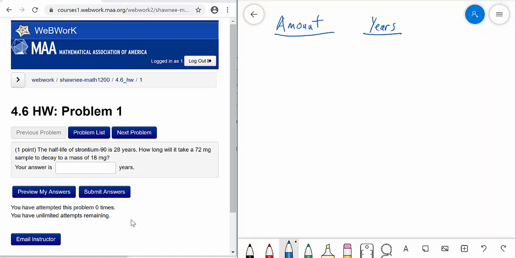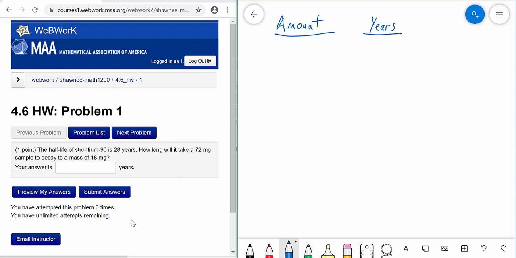This problem tests our knowledge of what a half-life is. Strontium-90 and other radioactive elements will decay in a certain amount of time, and a half-life is defined as the amount of time it takes for half of the original amount to decay. So if we have 100 milligrams of strontium, in 28 years you'd only have 50 milligrams of strontium-90 and then 50 milligrams of other stuff.